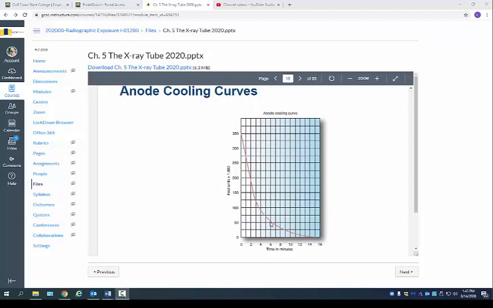And it wants to know how long will it take the anode to cool completely. Well, this curve goes all the way down and stops at 15. It actually doesn't go all the way to 16, it stops right here at 15. So 15 minus 6 should be 9 minutes. So it would take 9 minutes from a 50,000 exposure to cool completely.